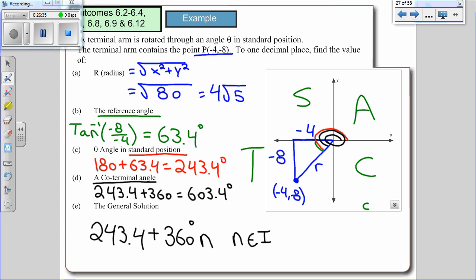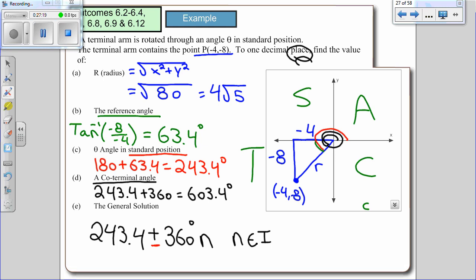What I'm going to do is the standard position angle again, 243.4. And last time I did a 360 from there, but that 360 went counterclockwise. I could do that 360 the other way and loop back around like that. So instead of adding 360, I could have subtracted 360 degrees to get a coterminal angle. That means my general solution has plus 360 or minus 360, and it would give me another angle that gets to that coterminal arm.